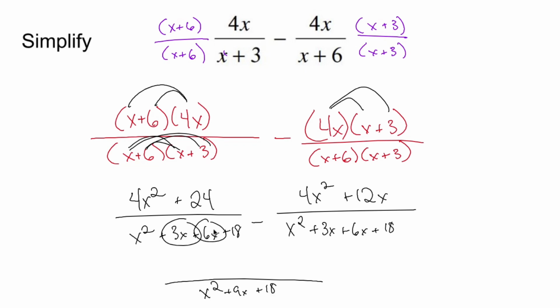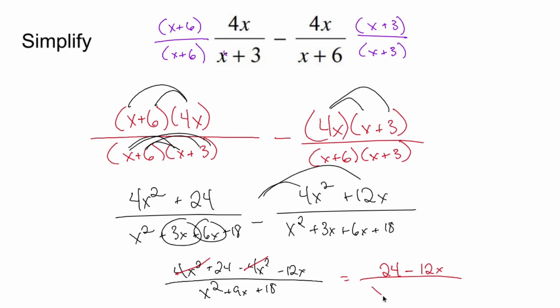Now that they're the same and they simplify out nicely, I can say 4x squared plus 24x, distribute the negative, so minus 4x squared, how nice, minus 12x. The 4x squared minus the 4x squared cancel each other out, and we are left with 24x minus 12x all over x squared plus 9x plus 18. Yuck, gross.